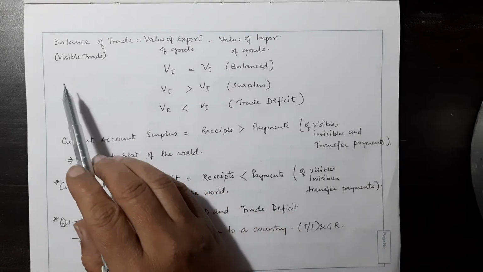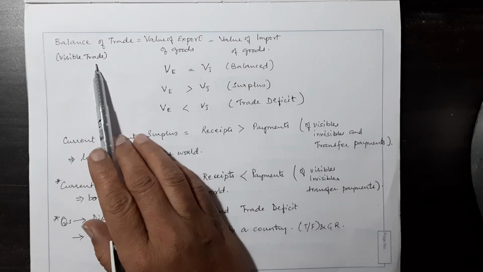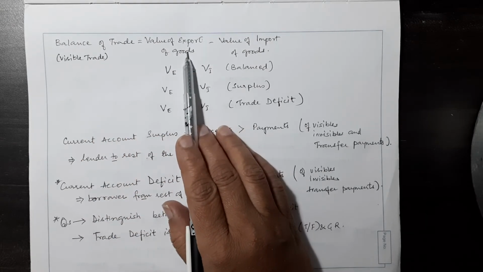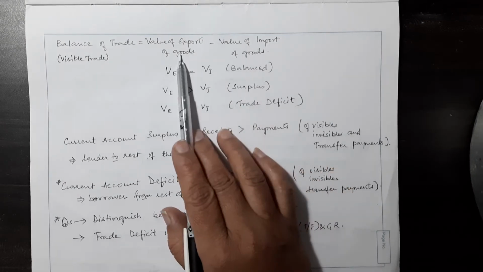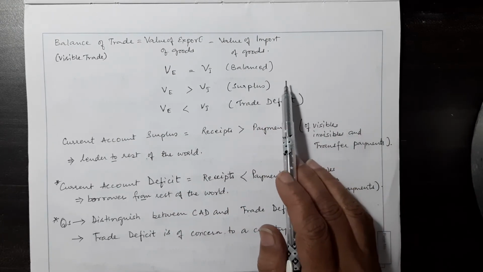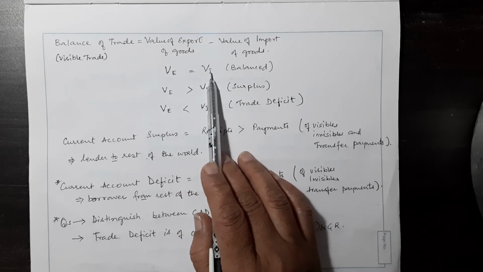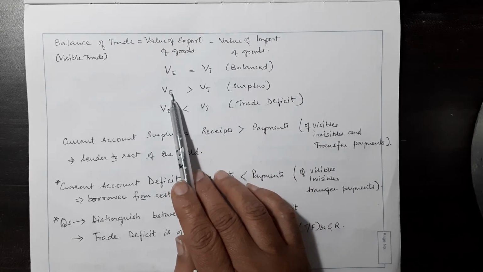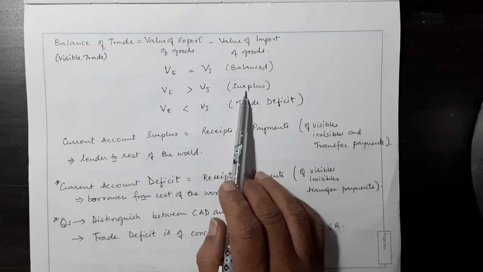Now transaction of visible goods, that is visible trade, is called the balance of trade, which is equal to the value of export of goods minus the value of the import of goods. That means export means we earn, and import means there is an outflow of the foreign exchange. So in case the value of the export of goods is equal to the value of import, then it is a balanced trade. If the value of the export of goods is greater than the value of imports, then we have a surplus balance of trade.